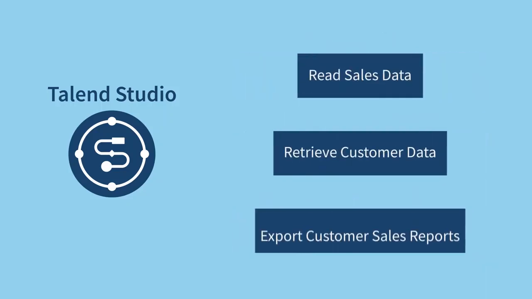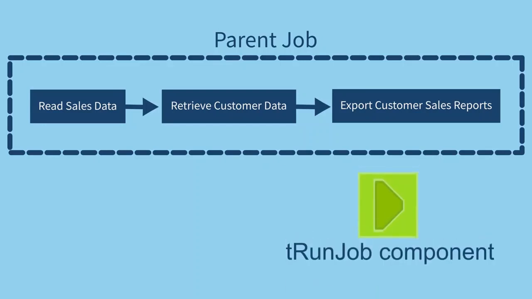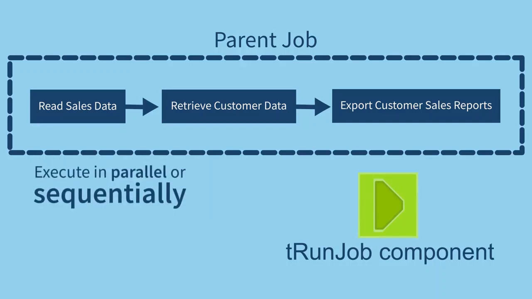The parent job orchestrates the execution of child jobs using a dedicated TRun job component, identified by its green icon. The child jobs can be executed in parallel or sequentially, depending on how the respective TRun job components have been chained in the parent job.